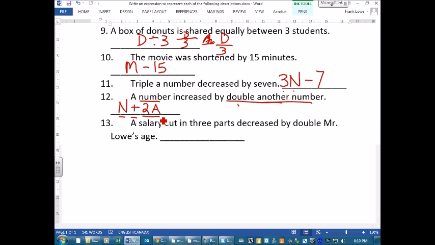A salary cut in 3 parts decreased by double Mr. Lowe's age. Oh boy, lots of things we don't know there. So a salary, we don't know what the salary is, but it's cut into 3 parts. So salary divided by 3 decreased by double Mr. Lowe's age. Do we know Mr. Lowe's age? No, we don't. But we're doubling it to L. So we're taking a salary, we're cutting it into 3 parts, and then we're decreasing that number by twice Mr. Lowe's age. Fun stuff, eh?